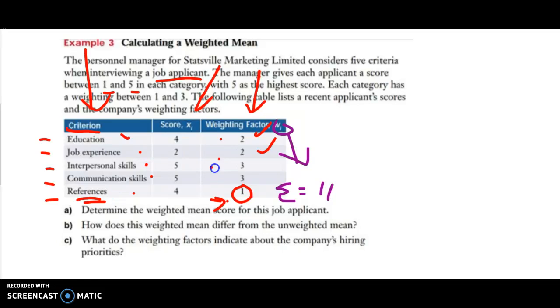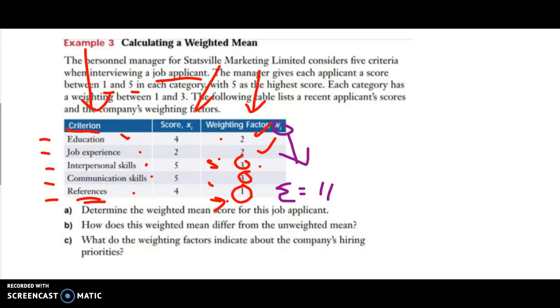But we really think that in our job here at Statsville Marketing Limited, interpersonal skills and communication skills are key and vital for our workforce. I don't know, I'm just making it up. Anyway, we think they're worth more and more valuable, so we give them the highest weight of 3.